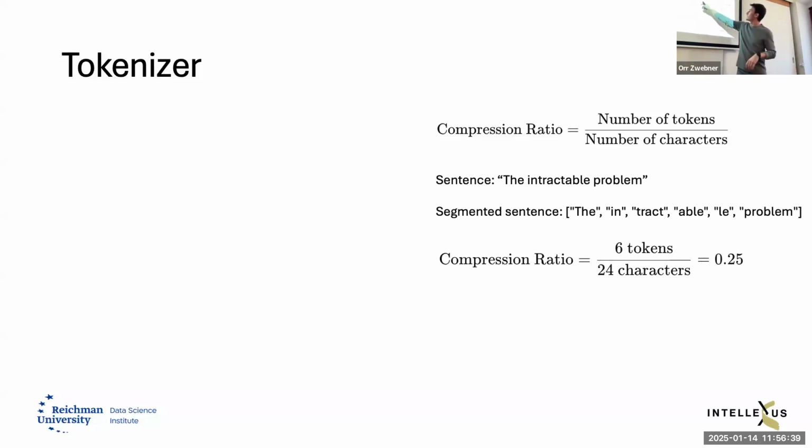So there are here 6 tokens, 1, 2, 3, 4, 5, 6. And here there are 24 characters, including spaces. So the compression ratio is 0.25, which is a pretty good compression ratio.